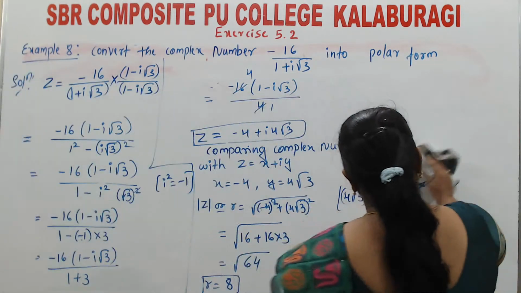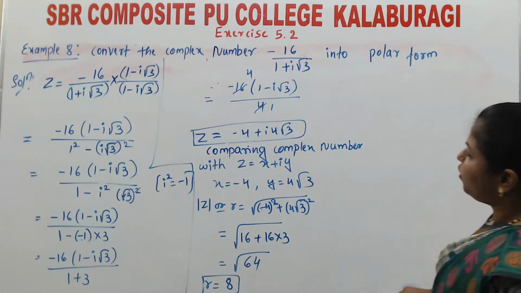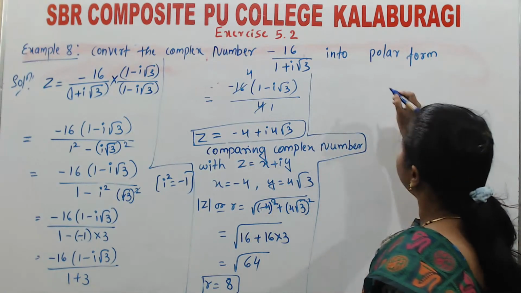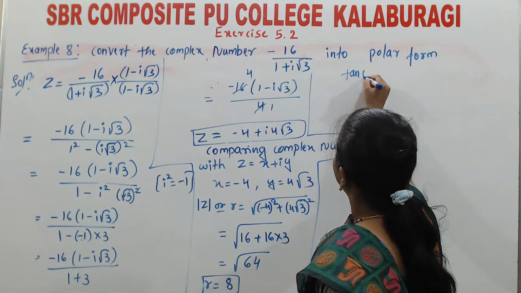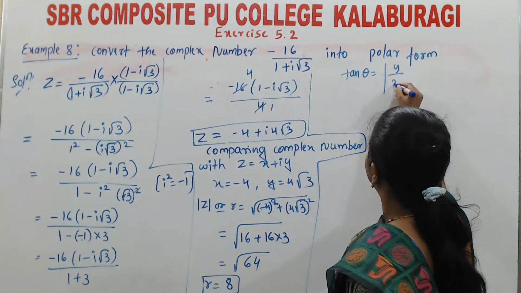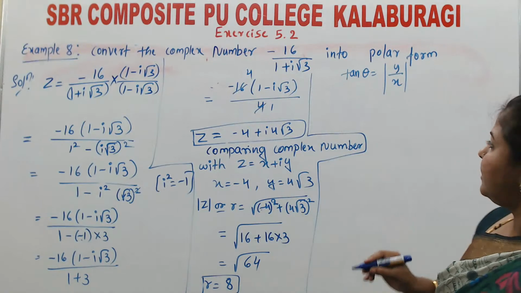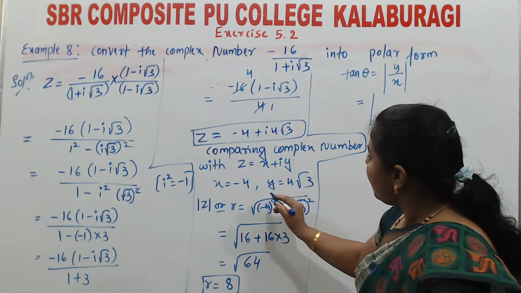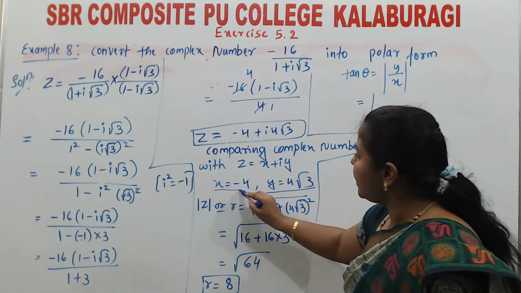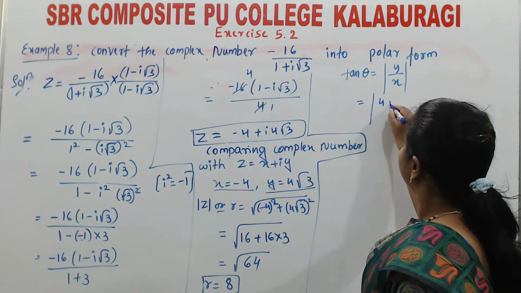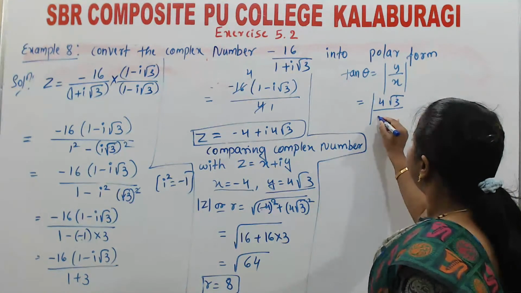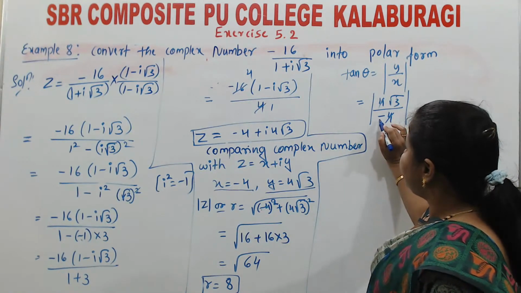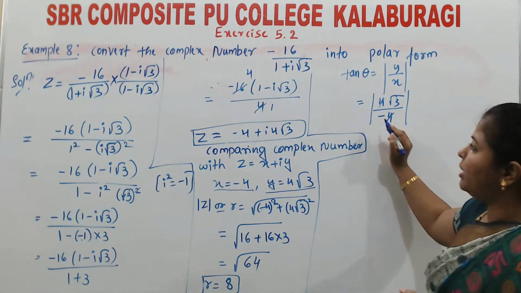Next. Here we know the value of r. Next, what we have to find? We have to find the argument value, right? For finding the argument, first we have to find theta. That is, tan theta is equal to modulus of y by x, which is equal to modulus of, what is the value of y? Y is equal to 4 into root 3, x value is minus 4, divided by minus 4. Here 4 gets cancelled, right? Inside the modulus, if minus is there, the value becomes plus only.